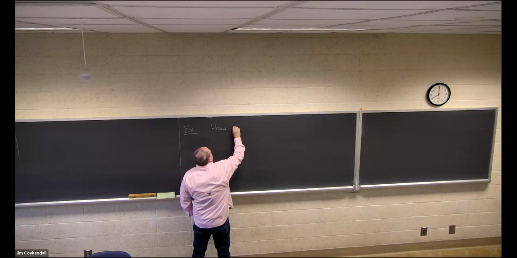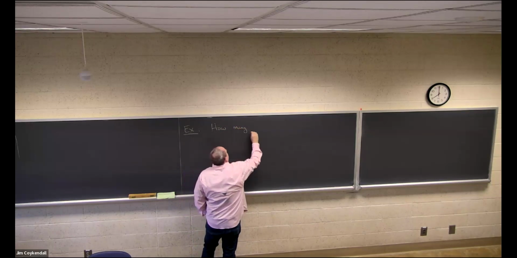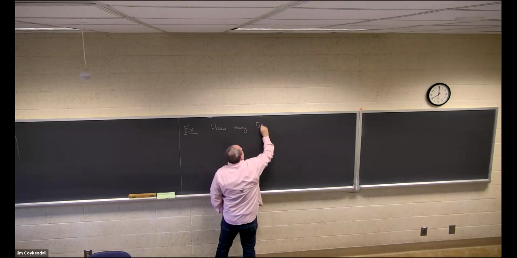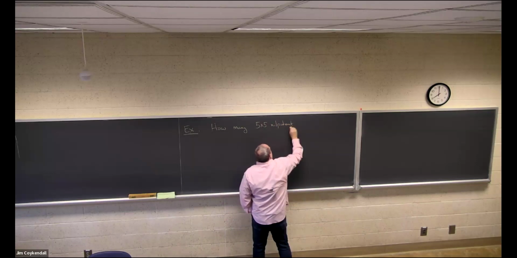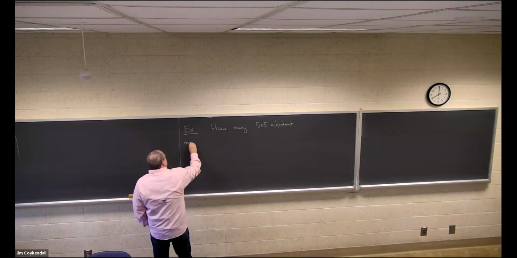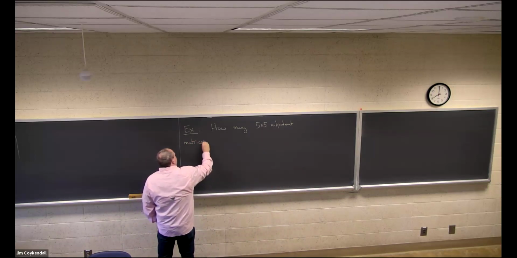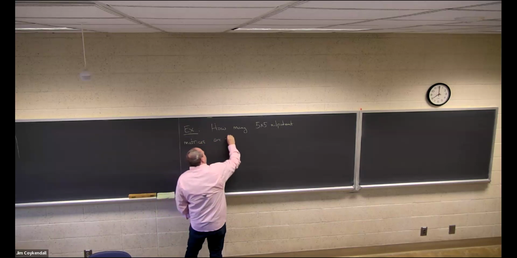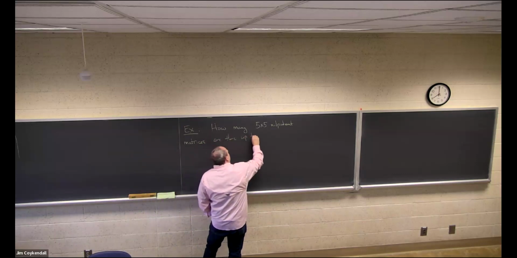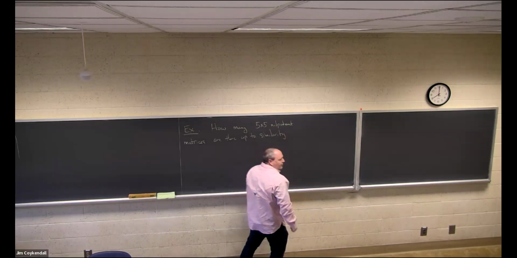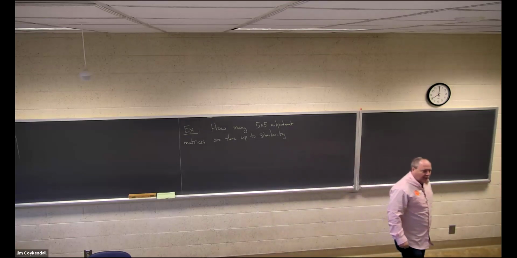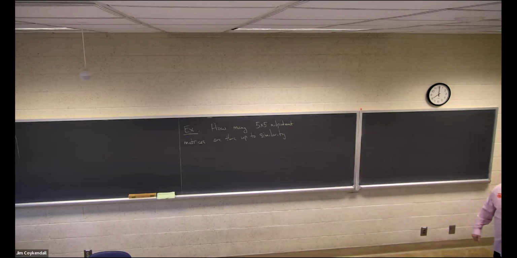How many 5x5 nilpotent matrices are there up to similarity? So I'm not asking exactly how many there are because there's infinitely many. Well, unless you're over a finite field, maybe. But how many are there up to similarity?